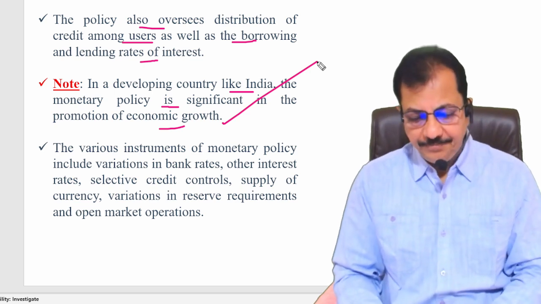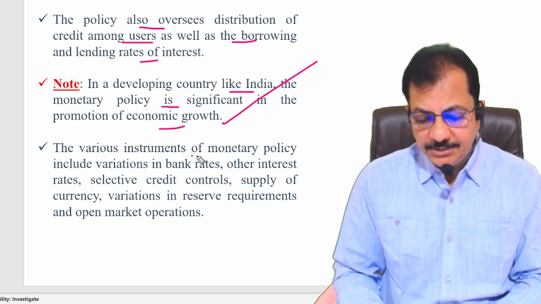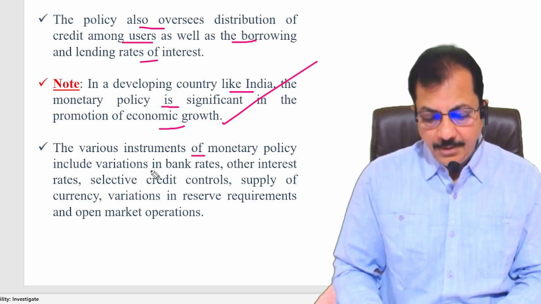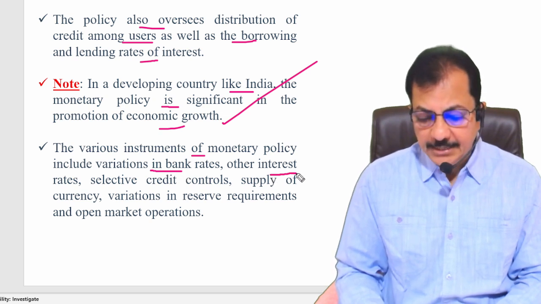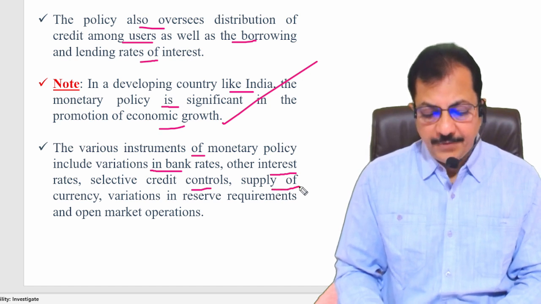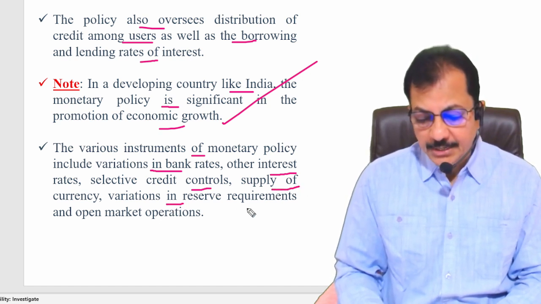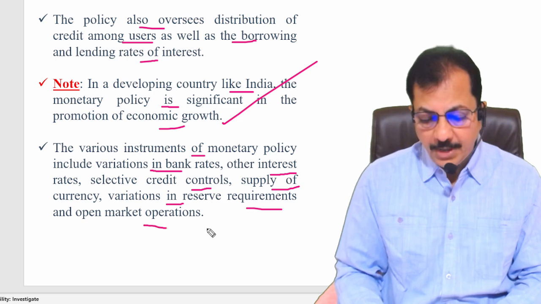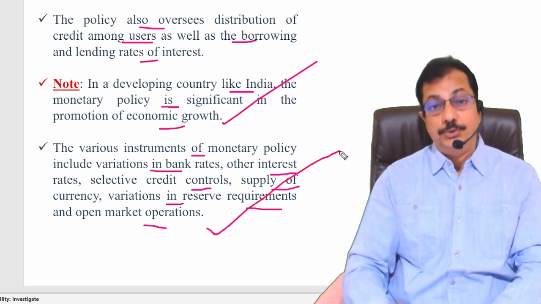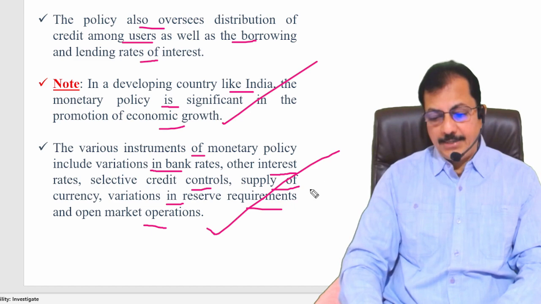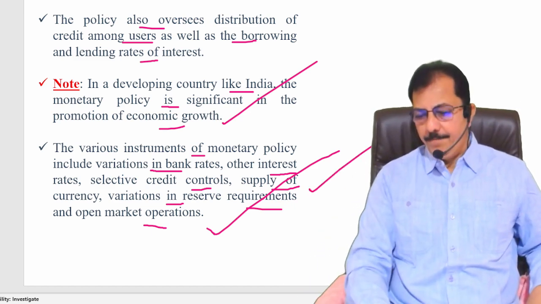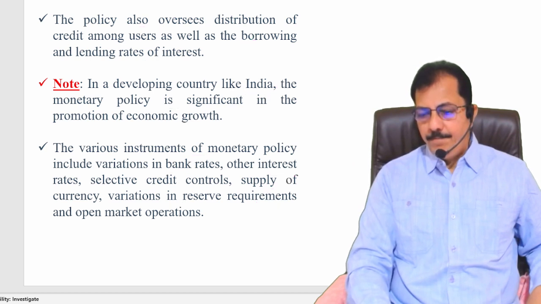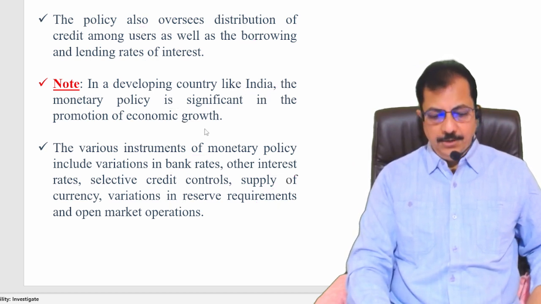Clear? Next. The various instruments of monetary policy include variation in bank rates, other interest rates, selective credit controls, supply of currency, variation in reserve requirements, and open market operations, OMOs. I'll tell you what that is. So the entire paragraph is correct. Am I clear? Now what shall we do? We'll be going ahead.